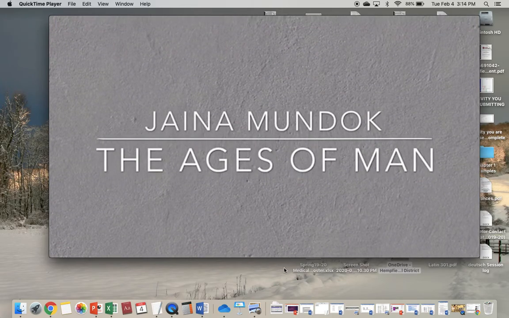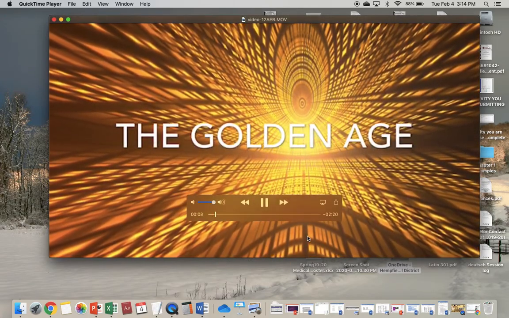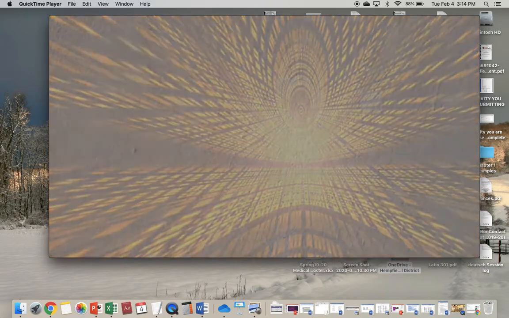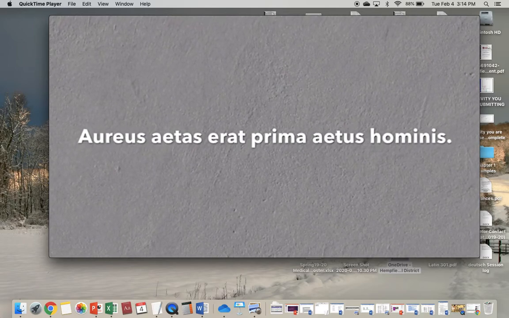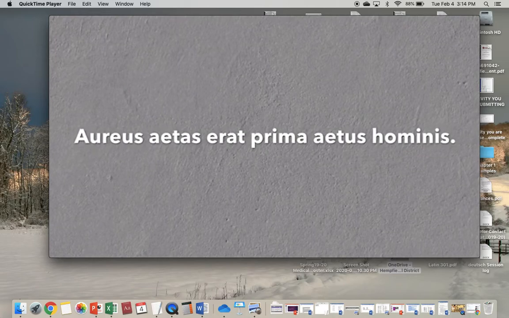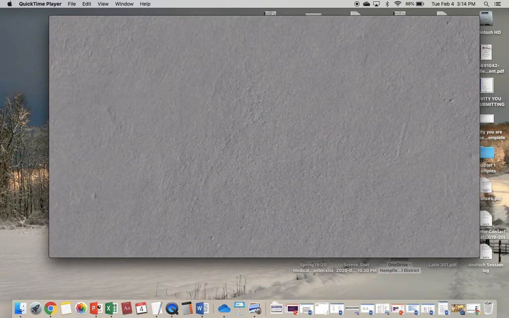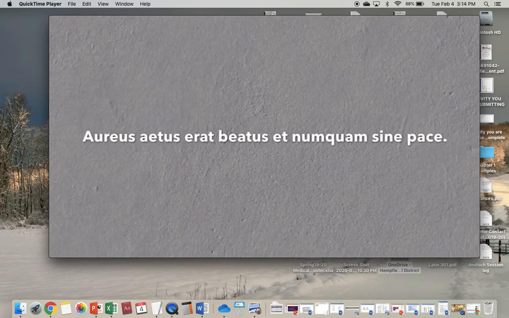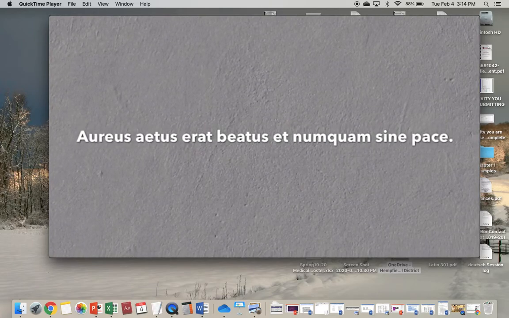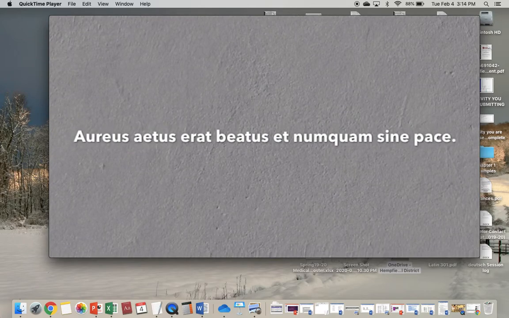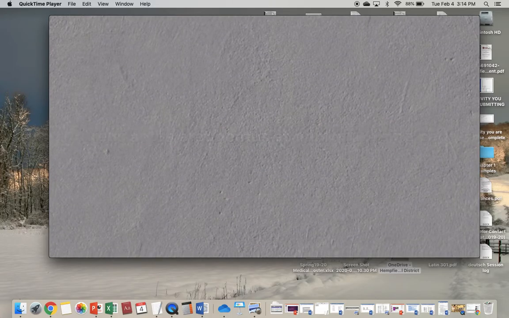The Ages of Man by Jana Mundok. The first age of man was the Golden Age. It was full of peace and lacked fear and punishment. Sickness and old age were unheard of, and the fields provided an abundance of food. The Golden Age did not remind me of a specific time in American history, but it reminded me of the moments right after war has ended where everyone is rejoicing of victory. Everybody is happy and peaceful, and there is no longer war.